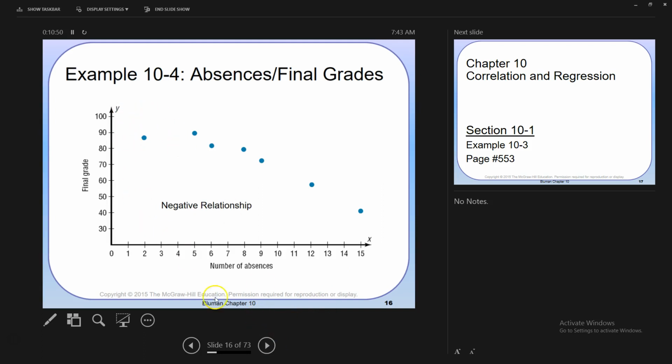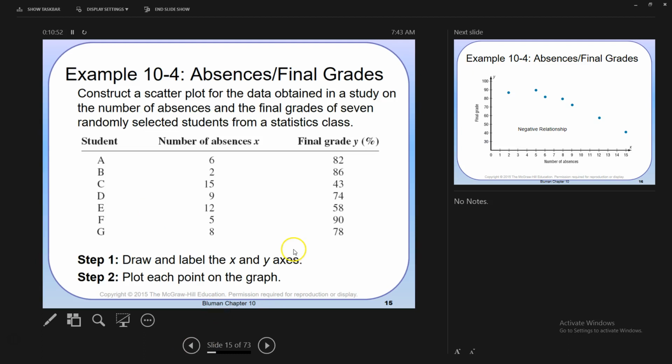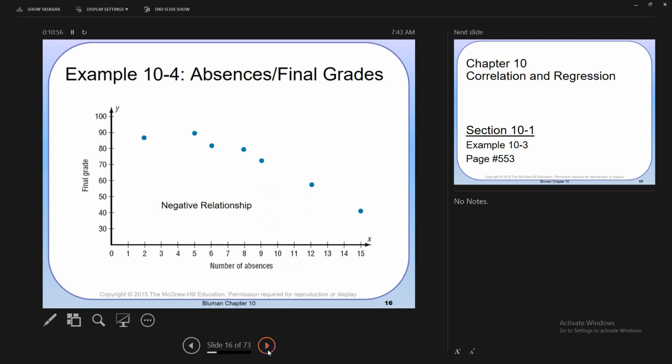And so again, all you're doing is you're taking that data. For instance, the first point was 6, 82, and they're just plotting it. So here's the point 6, 82. Then they did that with all the other points. This, you can tell, is kind of linear. Not perfectly linear because they aren't in a perfectly straight line, but it's somewhat linear, and we call this a negative relationship because if you were to draw a rough line through there, it would definitely be going downward, have a negative slope.